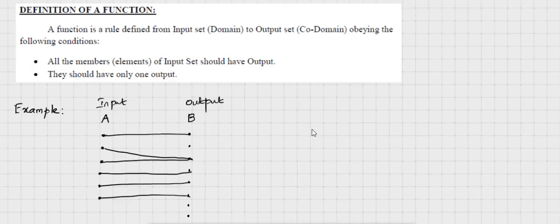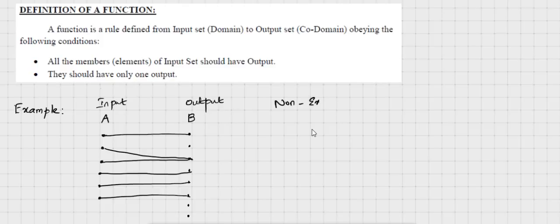It doesn't matter if elements of B are left out. The condition for the function is that all the elements should have an output. Check, all the elements of the input set here have an output, right? And also each has one and only one output. This is the definition of a function. It's very, very simple.